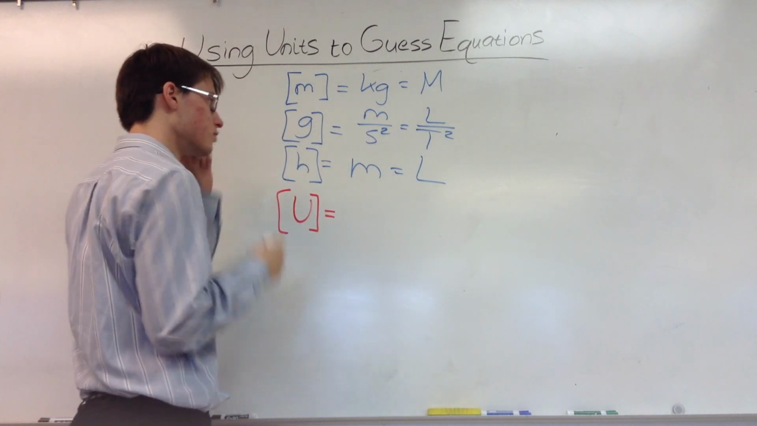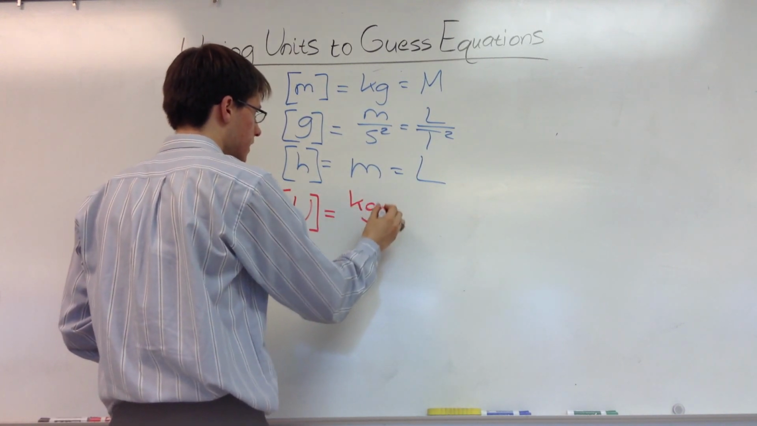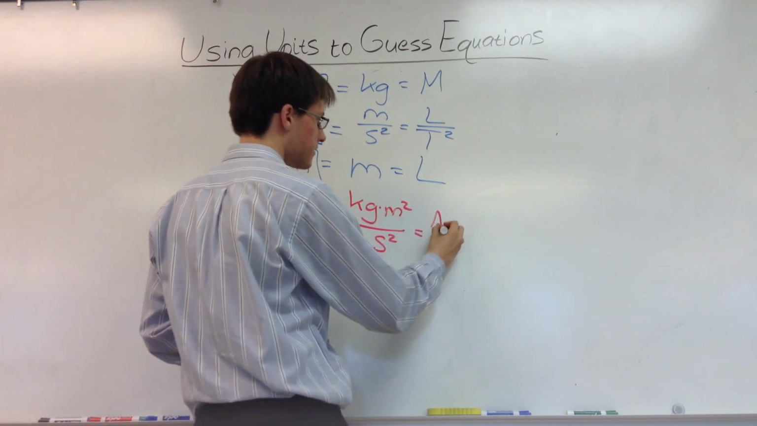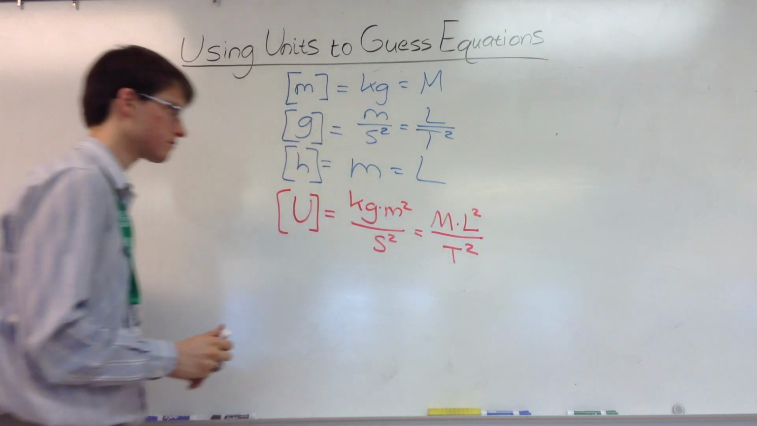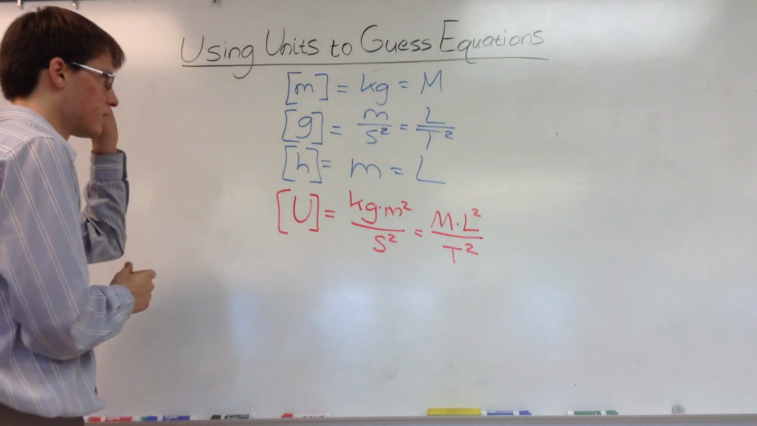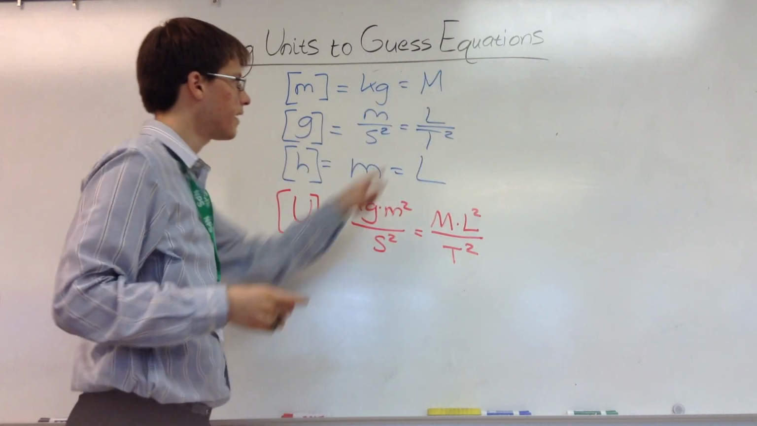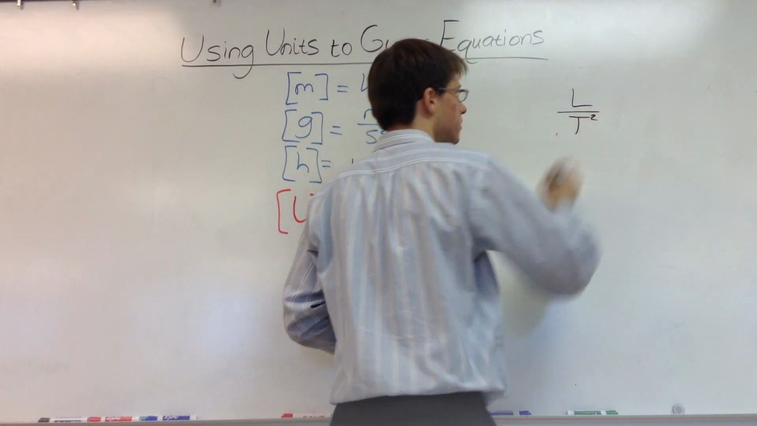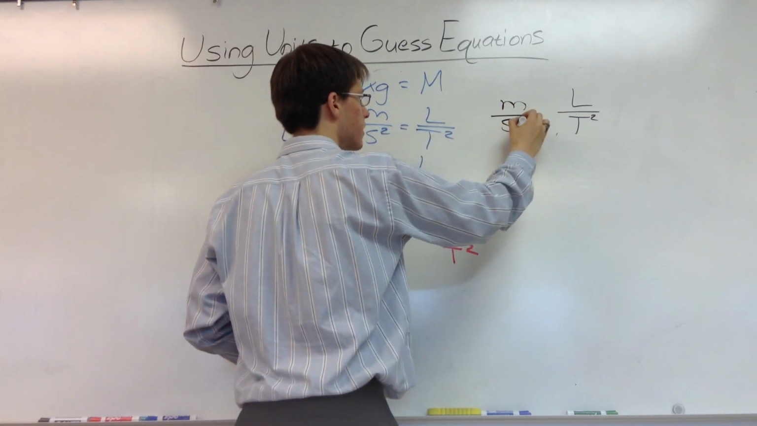So this energy has units of joules, which can actually be broken down to kilograms times meters squared over seconds squared, which is equal to mass times length squared divided by time squared, just depending on what unit system you prefer. So from here, we're going to start again. Which of these is the most complicated? L over T squared is the most complicated. So we're going to write L over T squared down, meters over second squared, write it down.